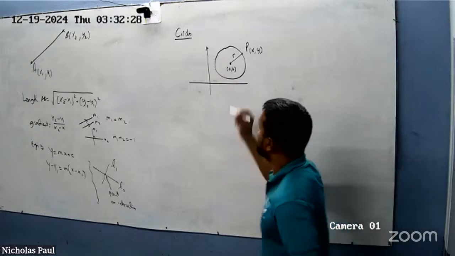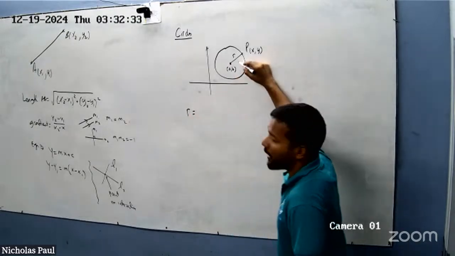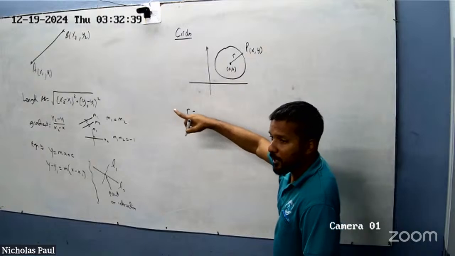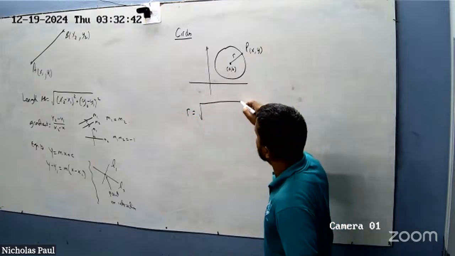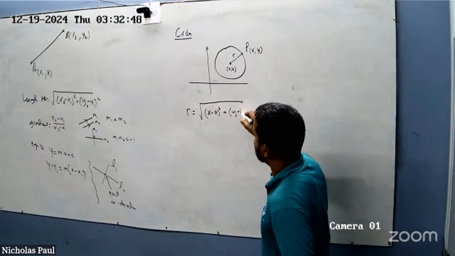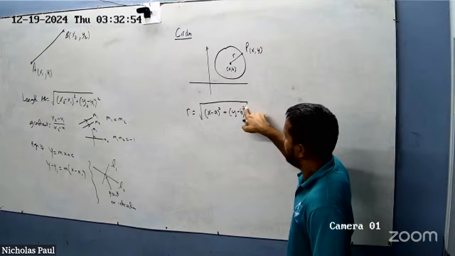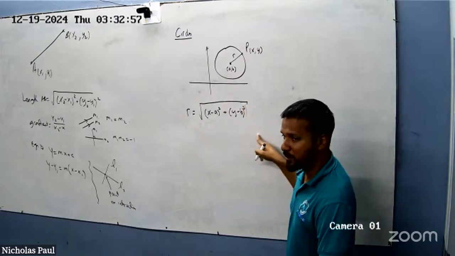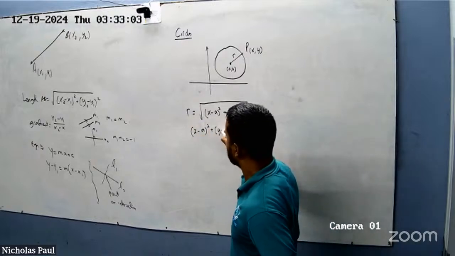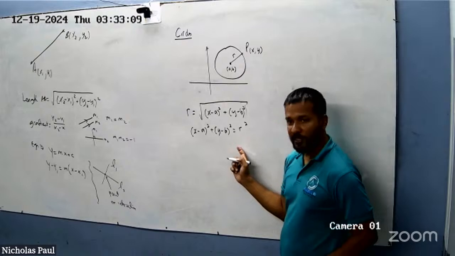So the length of the line r is equal to what? I can use the first formula. So that'll be the square root of (x minus a) squared plus (y minus b) squared. This is your first equation. Square both sides: (x minus a) squared plus (y minus b) squared is equal to r squared.